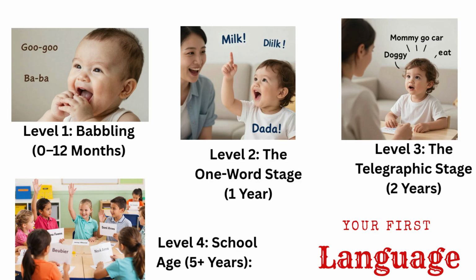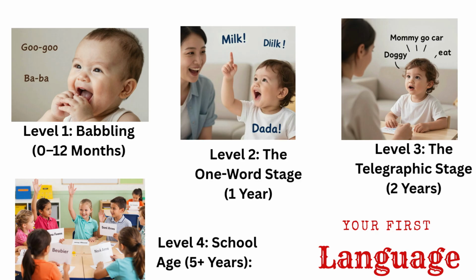Level 2. The one word stage, 1 year. Suddenly, bam, a real word, milk or data. One word does the work for a whole sentence. Moving on to level 3, the telegraphic stage. This happens at 2 years. Like a short text message, mommy go car, or doggy eat. No extra words, just the important ones.